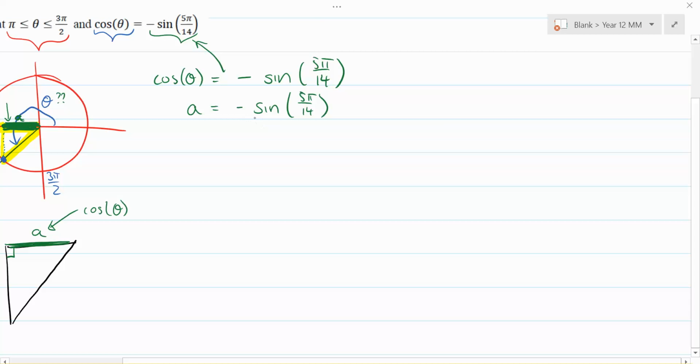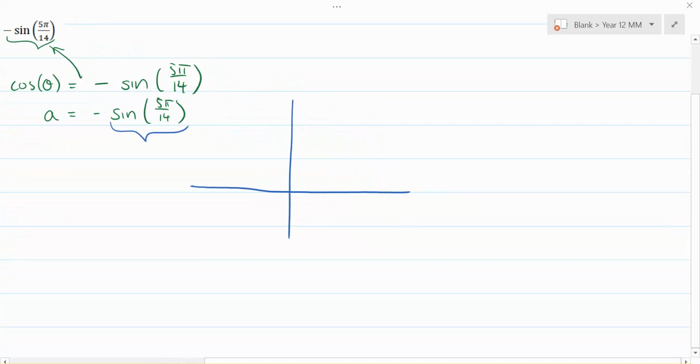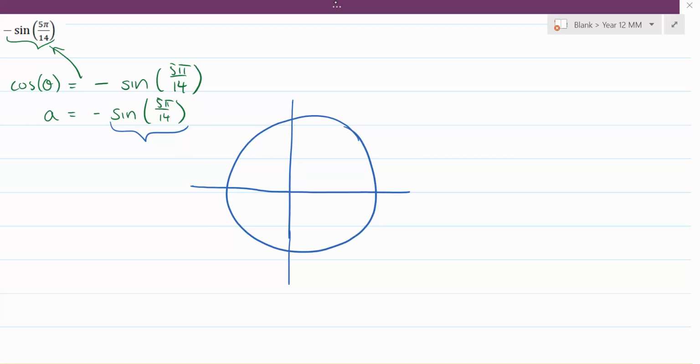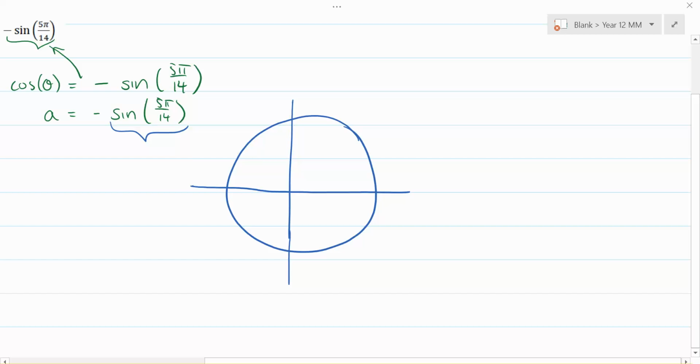They've given me sine of 5 pi on 14. So I know there's a negative there, but we're going to ignore the negative for now, because we want to know the value. We want to know what A represents. And so here we go. Let's have a look at this. If I drew a unit circle again, they told me sine of 5 pi on 14. Now 5 pi on 14 is less than pi, right? And less than pi, it could be here. I don't know exactly where it is, but I'm just going to say there.